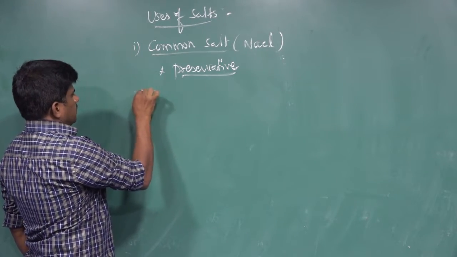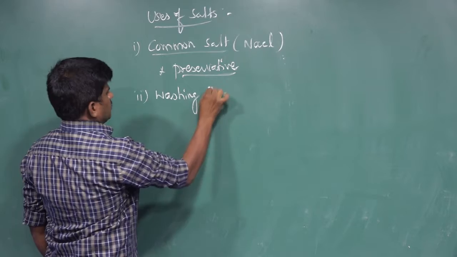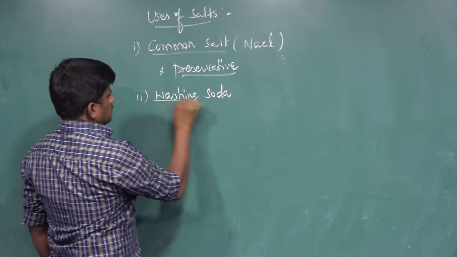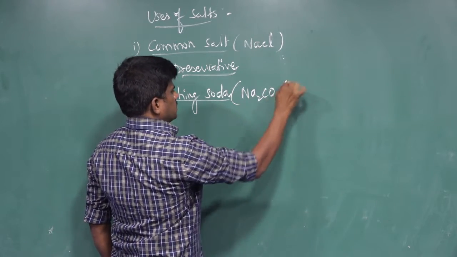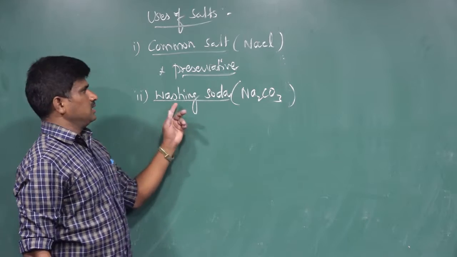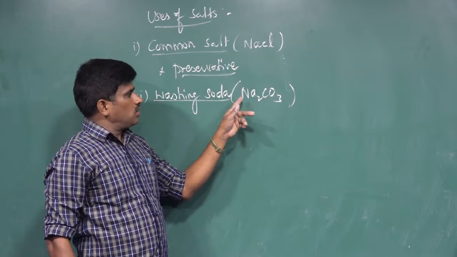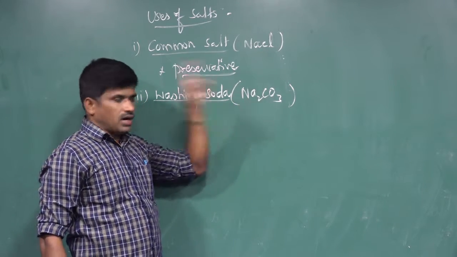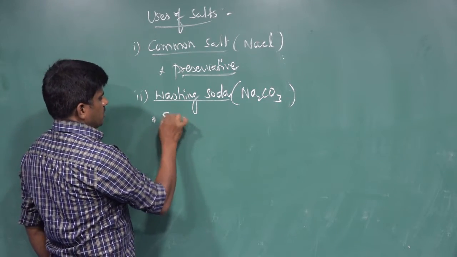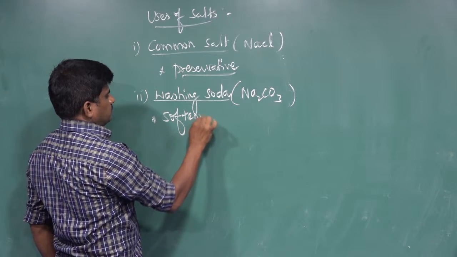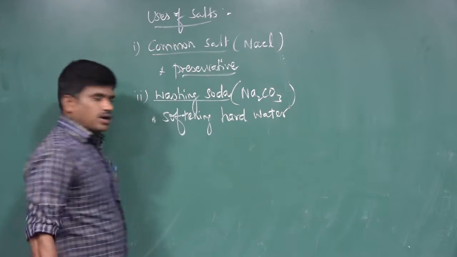The second salt we are going to study is washing soda. This is a common name. The chemical name of washing soda is sodium carbonate, that is Na2CO3. The use of washing soda is that it is used in softening hard water.